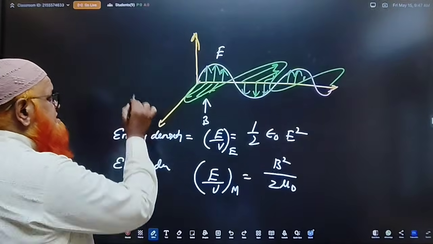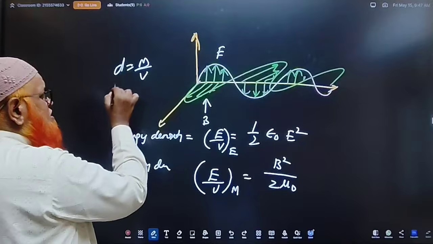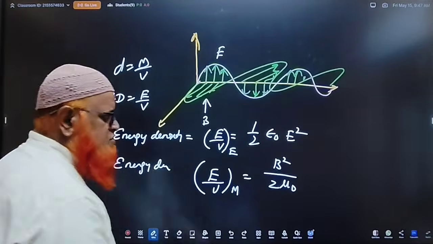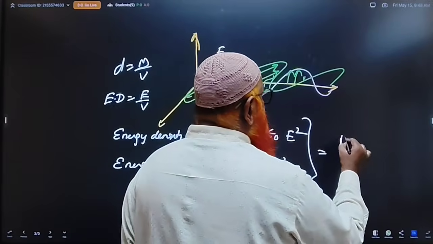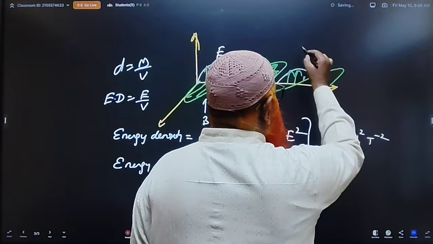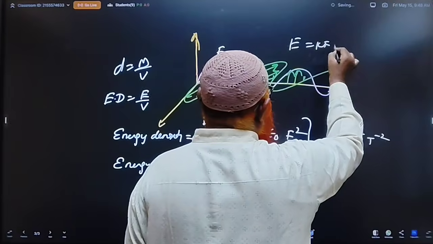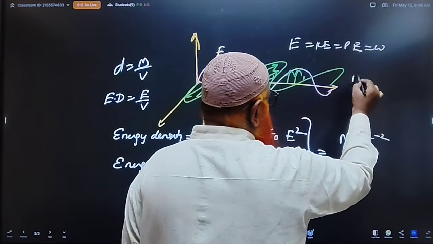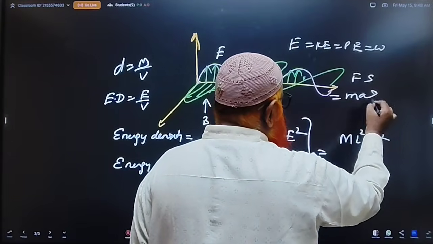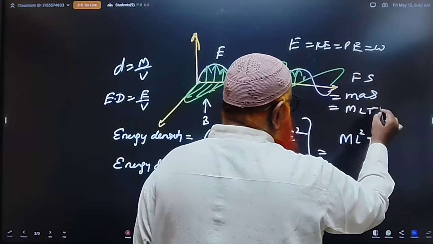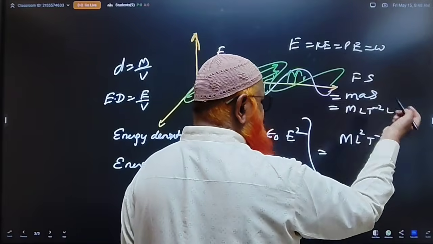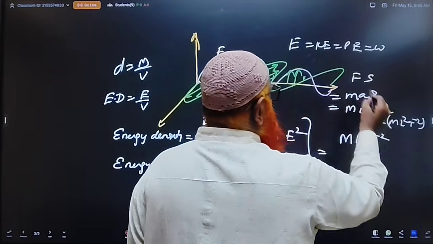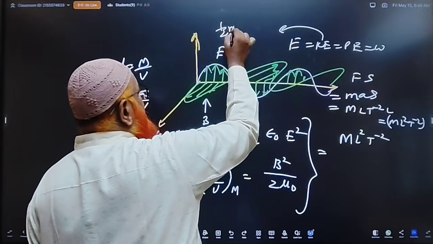Energy density, just like density is equal to mass by volume, energy density is equal to energy per unit volume, and these two have the same dimensions, where energy is M L square T power minus 2. Energy can be kinetic energy, it can be potential energy, it can also be work, where work is nothing but force into displacement, mass into acceleration into displacement. Acceleration is L T power minus 2 into L, because S is nothing but displacement, which is L. So the dimensional formula is M L square T power minus 2. If you take kinetic energy, it is nothing but half m v square.